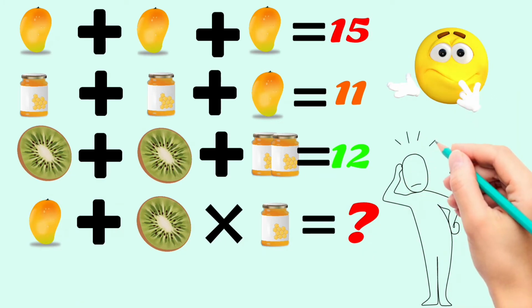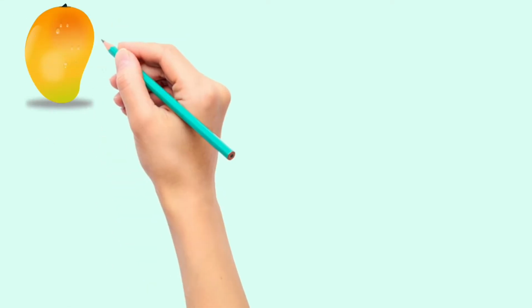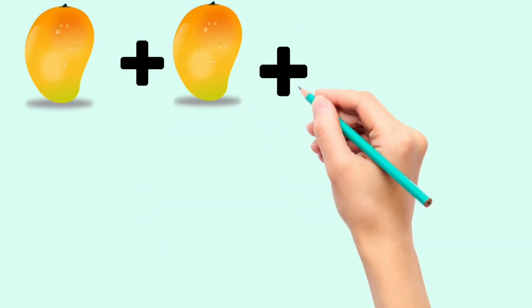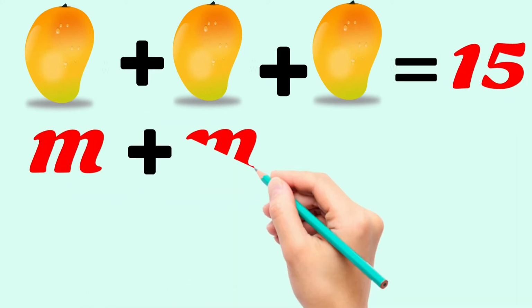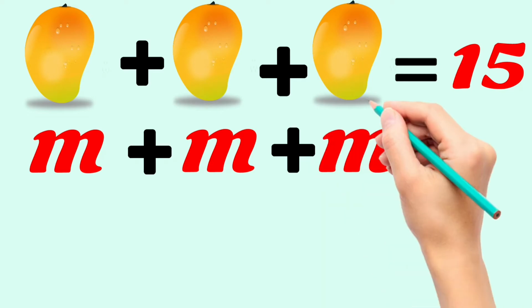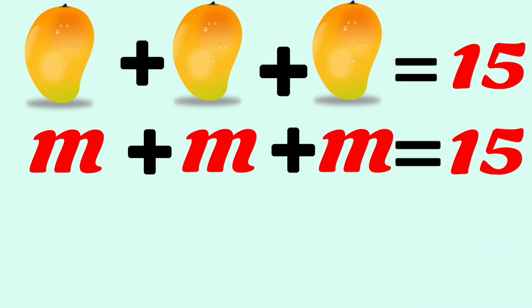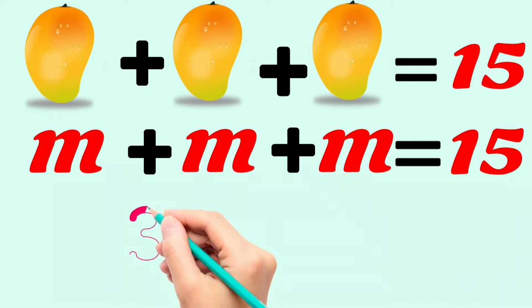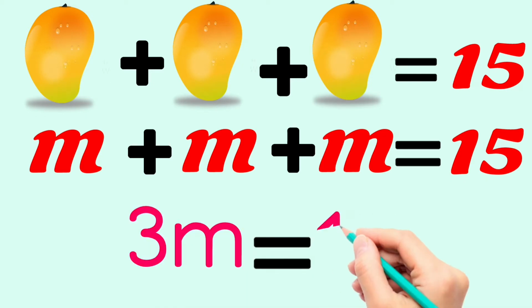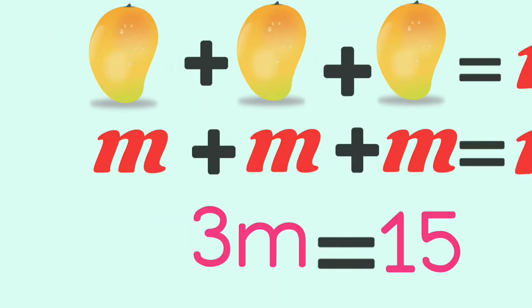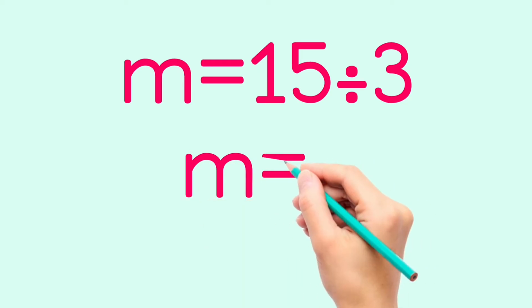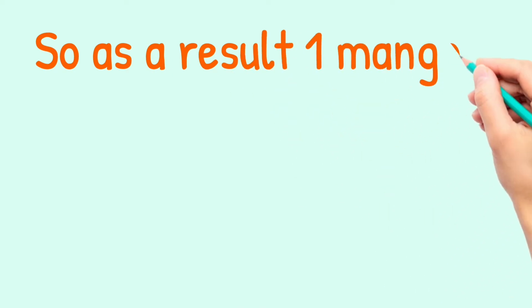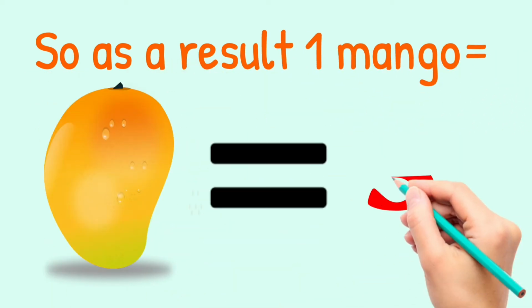So first of all, we'll be solving the first equation, which is mango plus mango is equal to 15. We can also write mango as m plus m is equal to 15. So we have 1m plus 1m, which will give us a total of 2m, is equal to 15. This is actually linear equations. Then m is equal to 15 divided by 3, and m is equal to 5. So as a result, one mango is equal to 5.